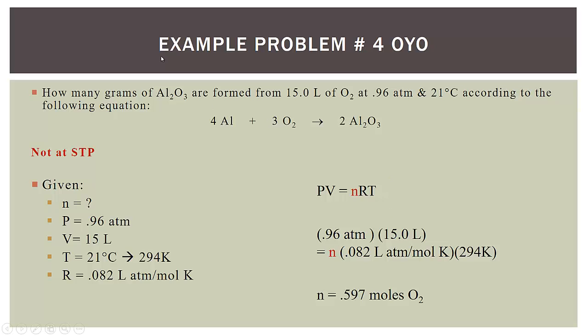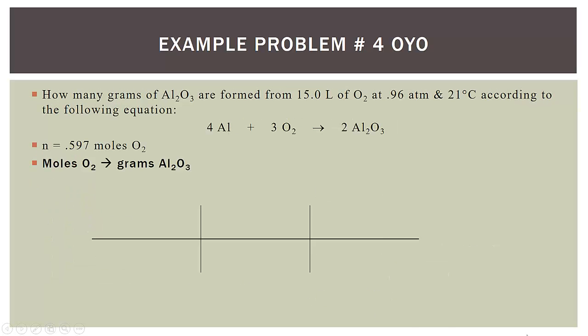but we want aluminum oxide, and also we know it's not at STP. So we figured out the moles of oxygen. Now what we're going to do is put this into stoichiometry. And so all we have to do here is do normal stoich. We're starting with 0.597 moles of O2. We need to convert from O2 to Al2O3, so we can use those conversions there in our stoichiometry problem.